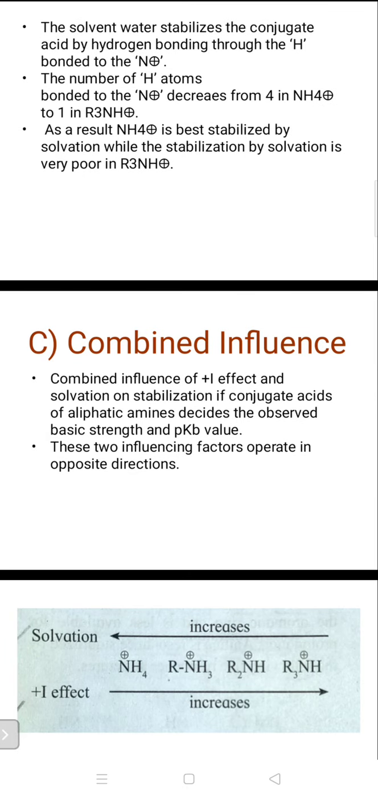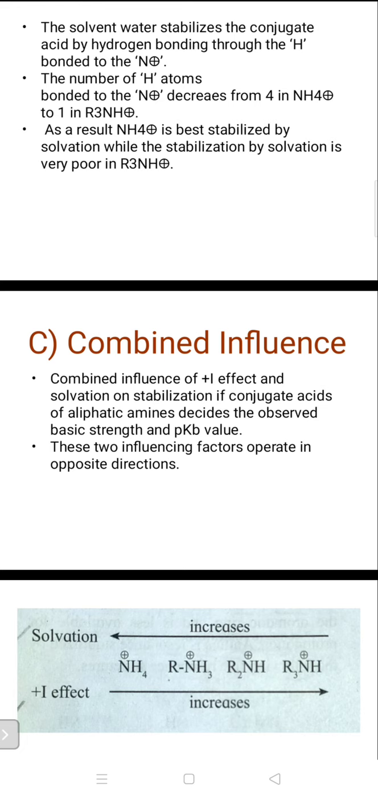Influence means what, forcefully we can say. Here, the combined influence of the plus I effect and solvation stabilization of the conjugate acids of the aliphatic amines, like primary, secondary, tertiary, decides the observed basic strength given by the pKb value. The pKb value decides the basic character, meaning basic strength. That's why we are going to study this pKb value table with priority.